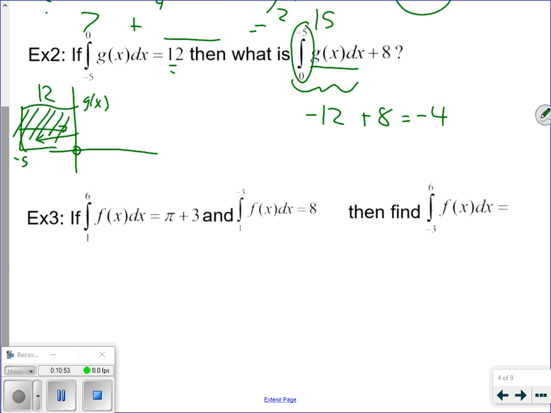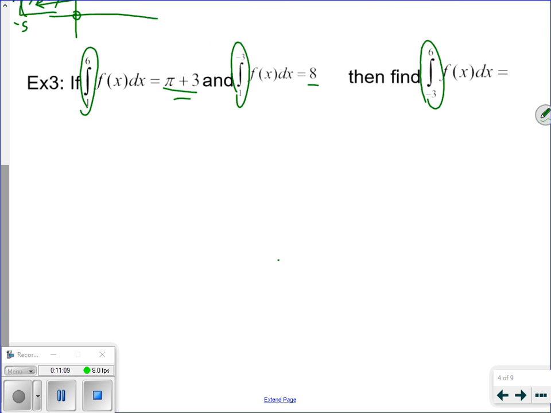Lastly, what about this one? Okay, 1 to 6 is pi plus 3. And then the area underneath the curve from 1 to negative 3 is equal to 8. I want to know what's happening from negative 3 to 6. So negative 3 to 6 is kind of the full thing there. So let's see what's going on here.